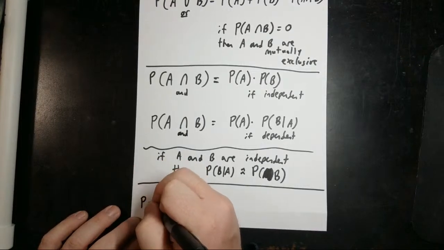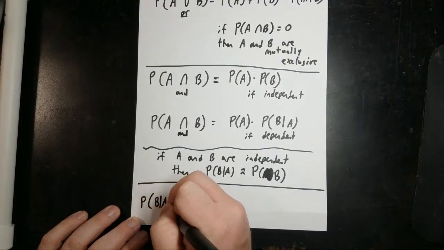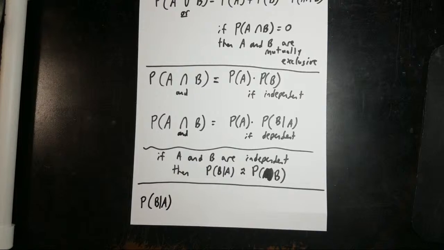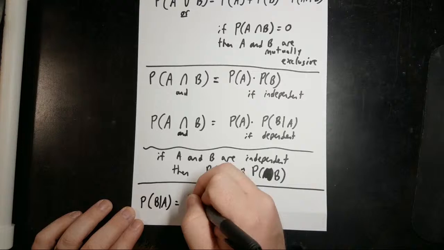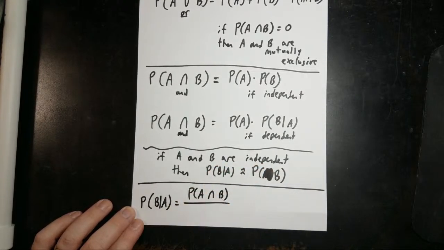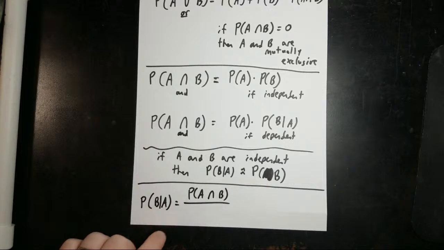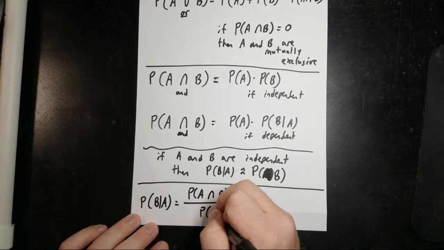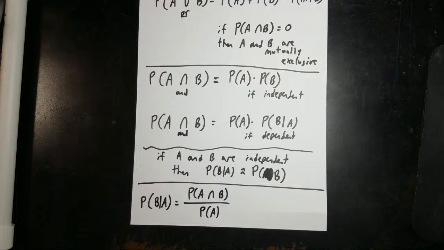You were also given this formula, which when I eventually do my review video on probability, I'm going to expand upon probability a lot. But this formula is very helpful if you have to find the probability of B given A. Then it would be this calculation. Remember, you always divide by the probability of the given event.